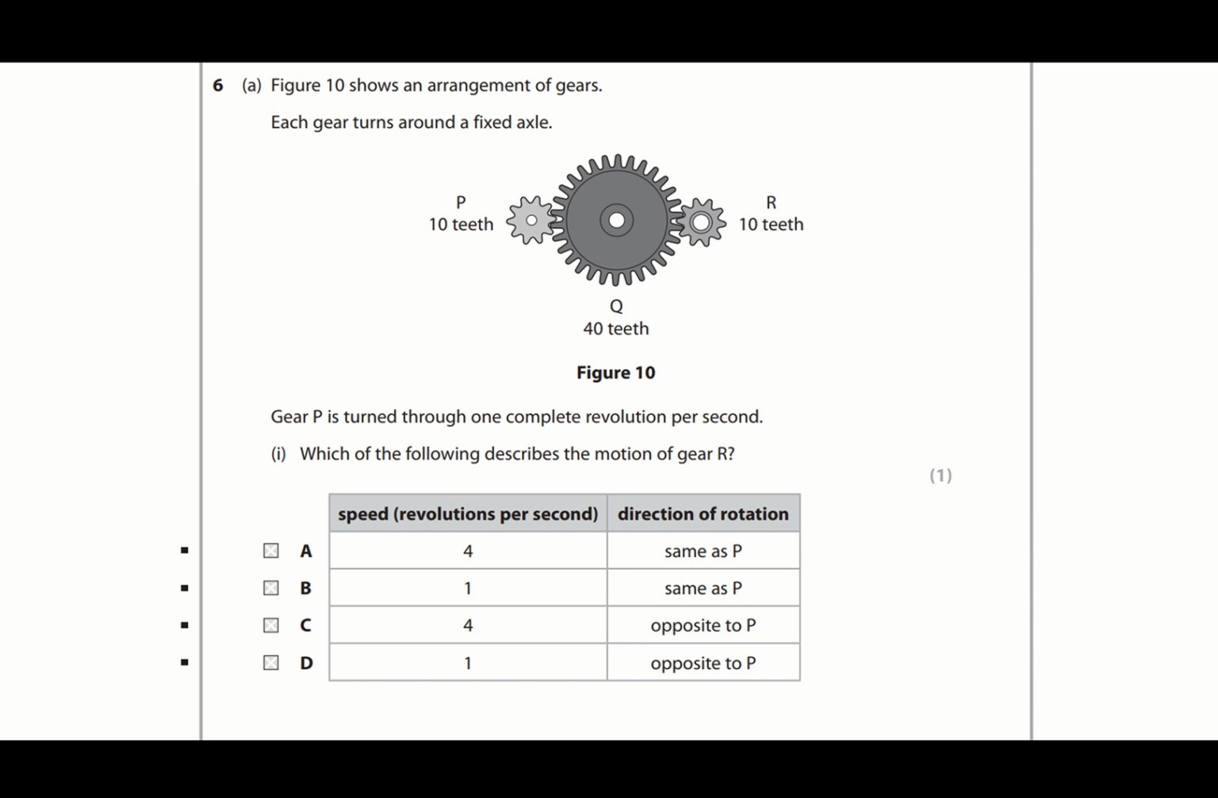So it does not matter how many gears I put in between. In many ways, these are just idle gears. I could put 5 billion gears in between. The only thing that matters between this one turning and this one turning is the gear ratio between the first and the last. And that's what this question is saying.